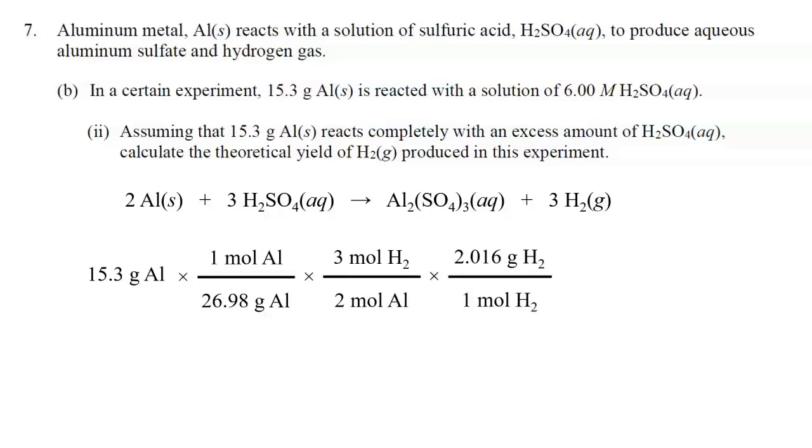So 15.3 divided by 26.98 times 3 divided by 2 times 2.016 gives us an unrounded answer of 1.71487. And based on the 15.3, which is the measurement, it has 3 significant figures. Let's round off our final answer to 3 significant figures. So 1.71 grams of hydrogen. All right, that was II.